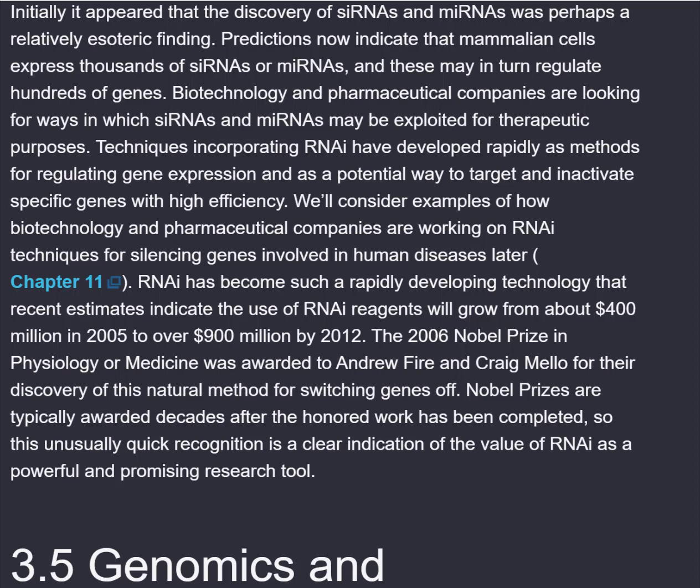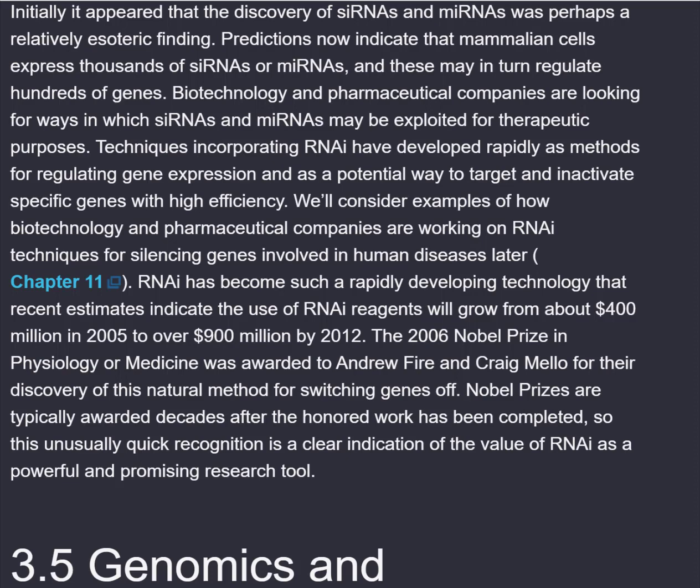We'll consider examples of how biotechnology and pharmaceutical companies are working on RNAi techniques for silencing genes involved in human diseases later. Chapter 11. RNAi has become such a rapidly developing technology that recent estimates indicate the use of RNAi reagents will grow from about $400 million in 2005 to over $900 million by 2012.